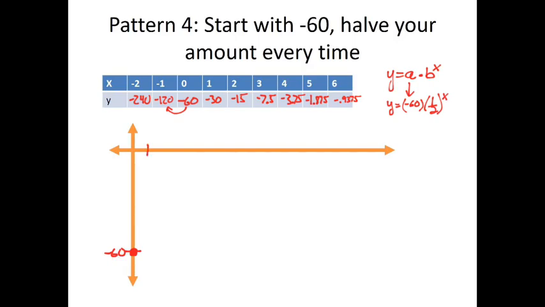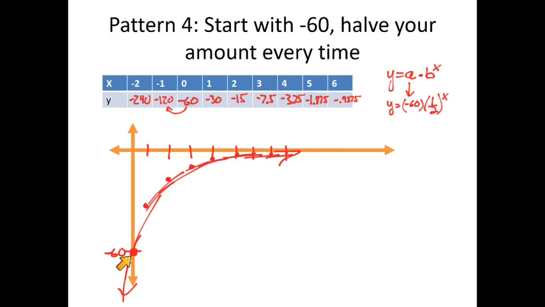And then, let's see, x equals 1, 2, 3, 4, 5, 6, 7, 8. So then let's go to the ordered pair 1, -30. So I go 1, and then -30 would be about right there. I'm just eyeballing it. 2, -15. 3, -7.5. 4, -3.25. 5, -1 point something. And man, we're getting so stinking close to this x-axis right here. So my graph would look like this.